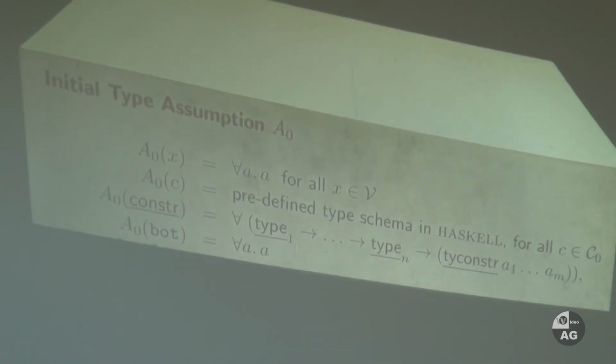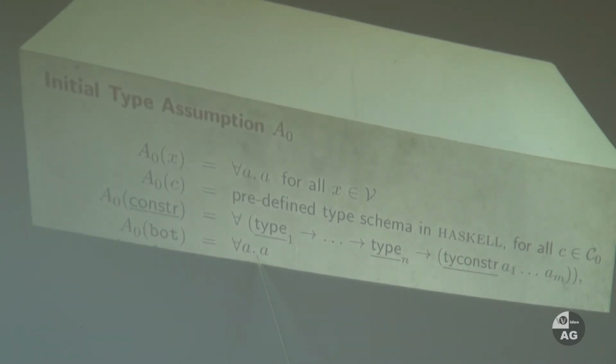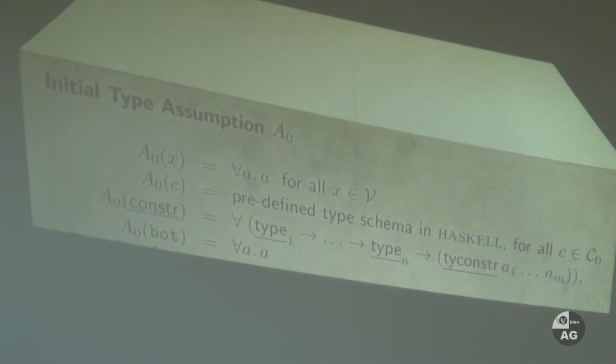The type of this would be A, and A can be instantiated arbitrarily, so we get, again, this type schema over here. Now, what about if? If is also a predefined function. What's the type of if?